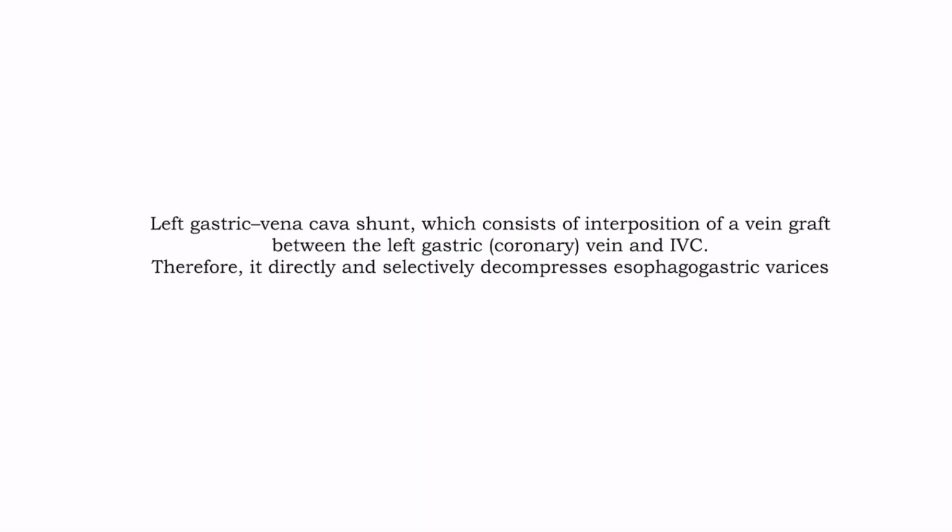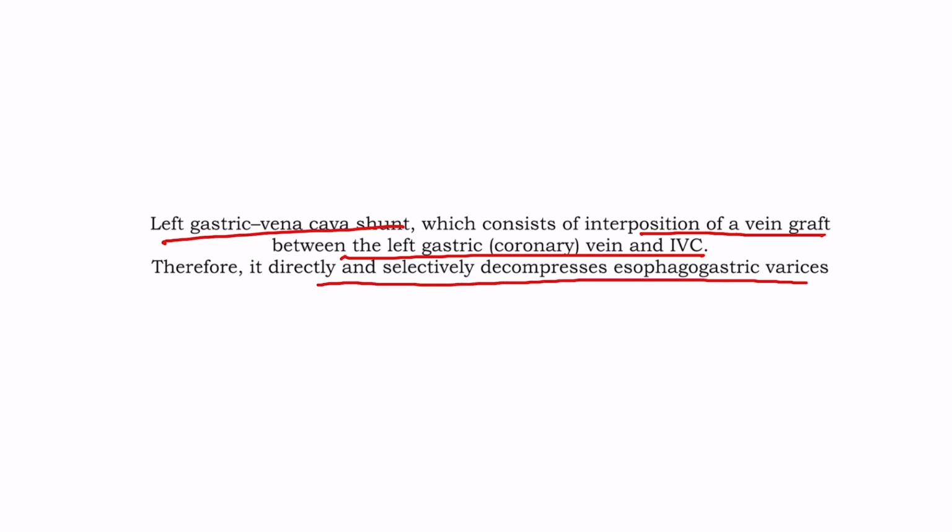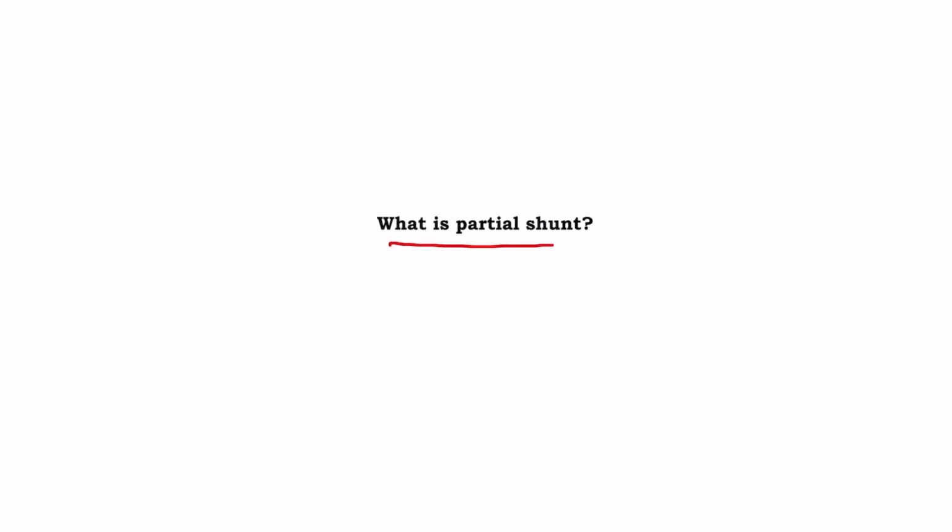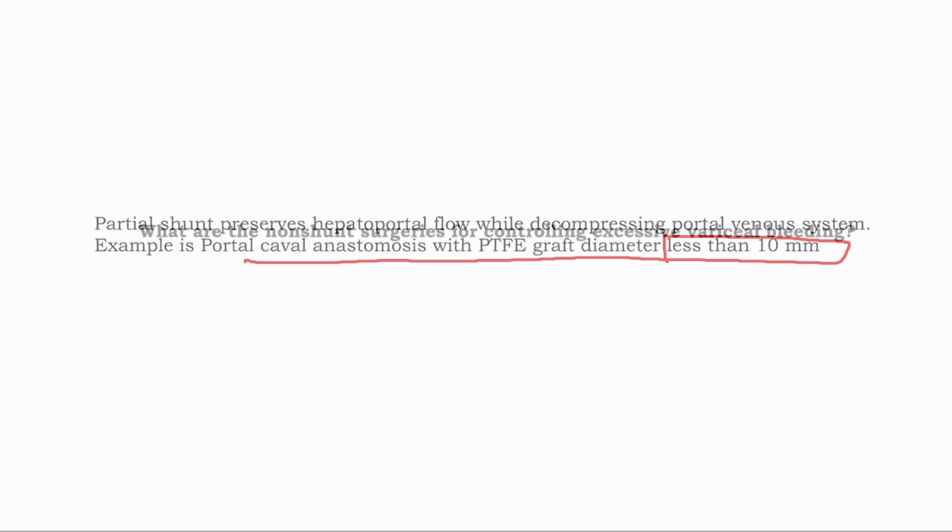What is Inokuchi shunt? Left gastric vena cava shunt, which consists of interposition of a vein graft between the left gastric vein and IVC. Therefore, it directly and selectively decompresses esophagogastric varices. What is partial shunt? Partial shunt preserves hepatoportal flow while decompressing the portal venous system. An example is portacaval anastomosis with a PTFE graft diameter less than 10 mm.